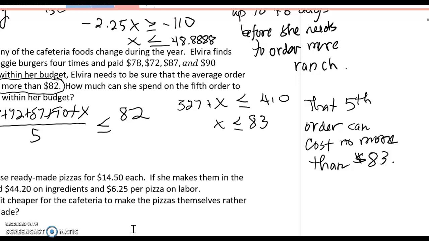When we solve for x, we get x is less than or equal to 83. So our summary says that the 5th order can cost no more than $83. If we want to stay within our average budget of $82 per order, that 5th order can cost no more than $83.